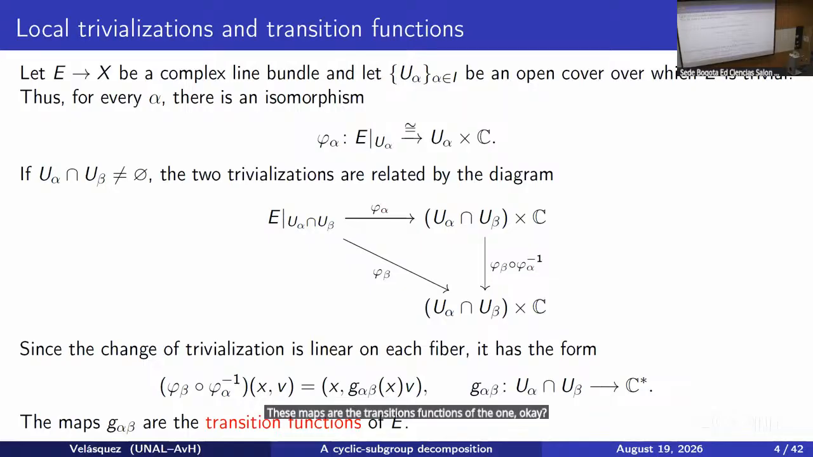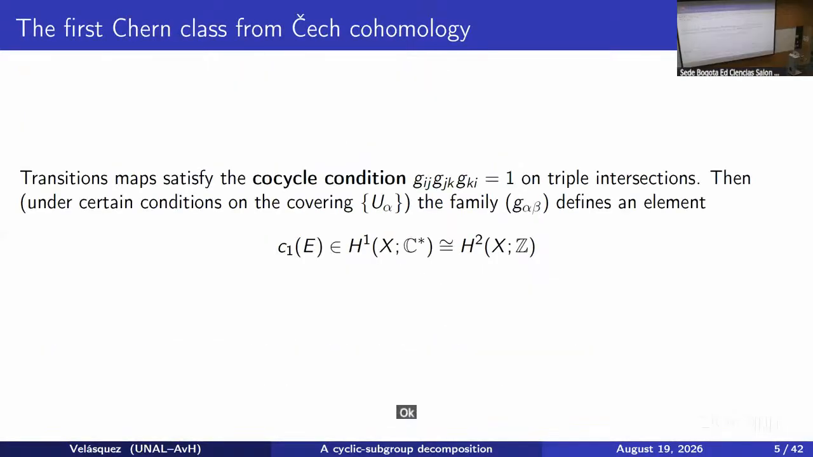We have the transition functions of the bundle. We can reconstruct completely, up to isomorphism, the bundle. The transition maps satisfy the cocycle condition. It means that if we multiply g_ki times g_jk times g_ij, we get the identity on triple intersections.